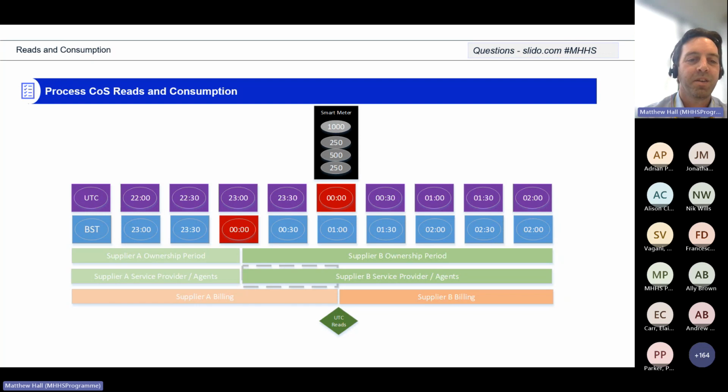supplier A's ownership period ends at midnight BST, but that is 11 p.m. UTC, which means there are currently 2 half-hourly periods or 2 settlement periods in between, and the reads aren't available until UTC midnight. And this was really the reason that CR36 was raised in the first place, or at least a part of that, and that is part of the crux of the problem that we've had to attempt to resolve through CR36.